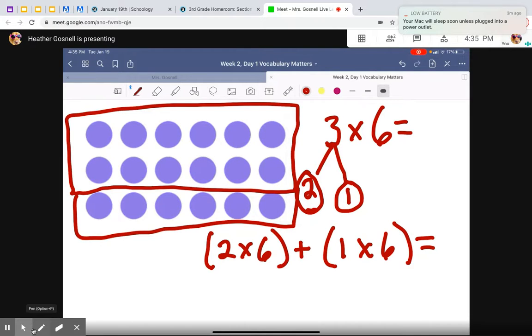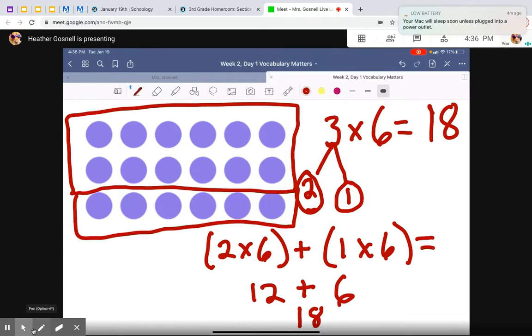Now these parentheses mean I have to solve whatever is in the parentheses first before I can add them together, okay? So I have to solve 2 times 6 and 1 times 6 first before I can do addition. So 2 times 6 is 12. I'm going to just drop my addition sign here to remind myself I'm going to have to add at the end. And 1 times 6 is 6. Now I know when I add 12 and 6, I'm going to get the total amount. 12 plus 6 is 18, meaning that 3 times 6 is 18.